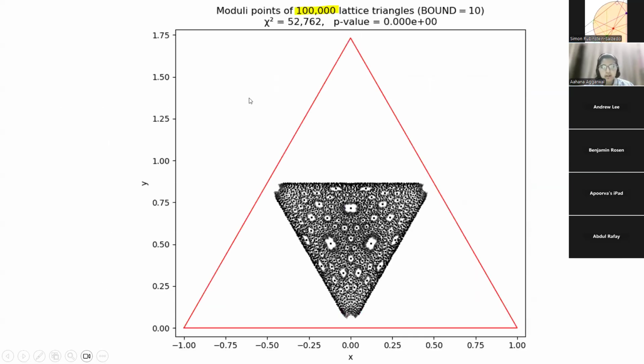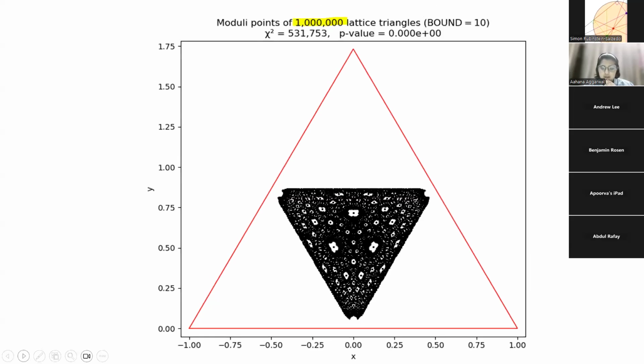These are some plots that I did in Python. This one particularly shows a moduli space of 100,000 lattice triangles in a 10 by 10 grid, which shows that there are some empty spaces here. But what we notice is that as we increase the number of points in the same bound, that space starts filling up.